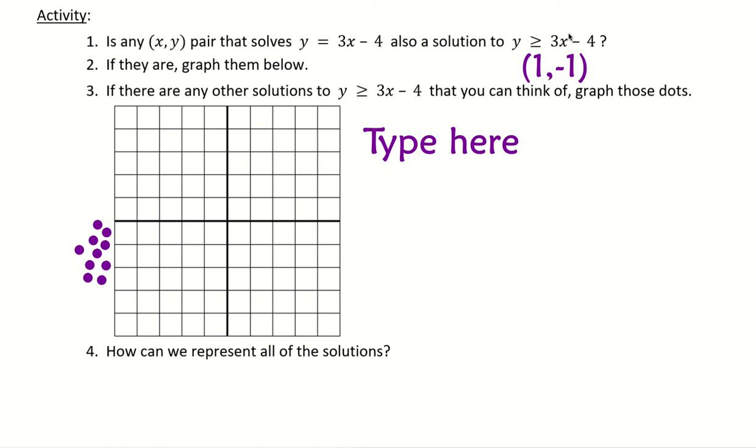And again, I can't remember if I actually said this and let the cat out of the bag, but the answer is yes. The answer to this first question is a big time yes, because of the equal: y could be greater than or equal to 3x minus 4. Here, this is just literally y is equal to. So this covers all of this. If they are, graph them below. So we got 1 comma negative 1, which is right there. Okay, what are a few more? Let's say if you plugged in, how about negative 1?